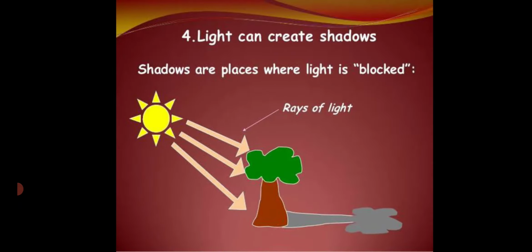When shadows are formed, we could see that the light rays are blocked by the object. That means shadows are the places where light is blocked. The light rays are not allowed to pass through that object. At the place where the light is not passing, where light does not fall, the object forms a shadow.